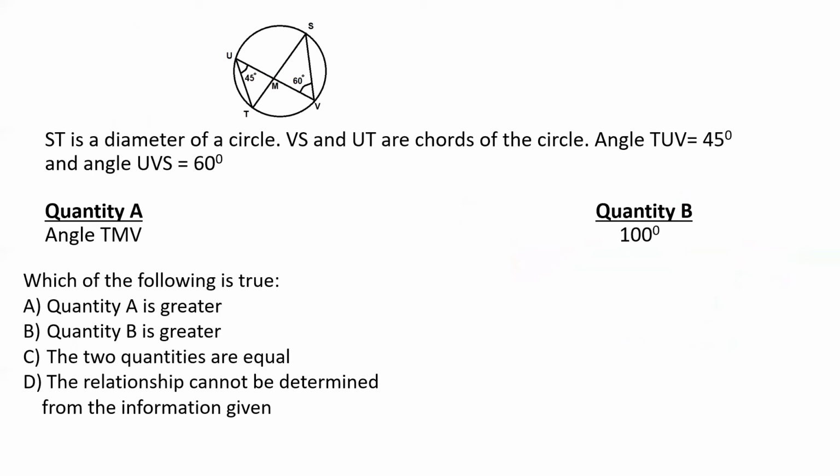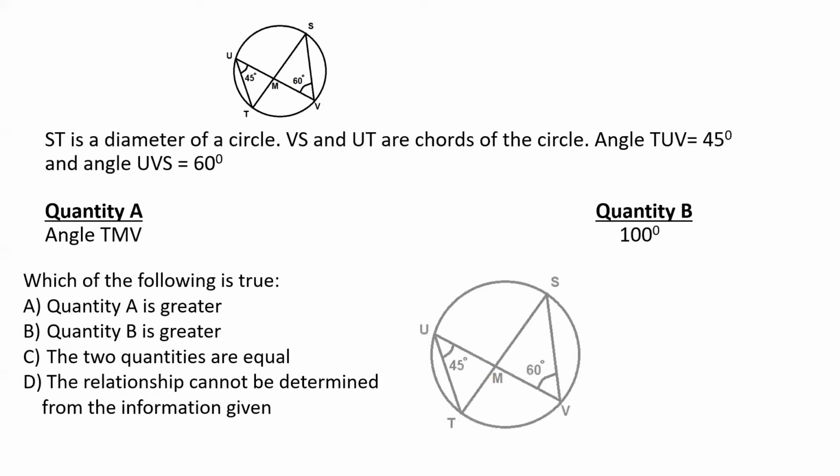So, going on to the next problem. ST is a diameter of a circle, and this question actually comes with a figure, so that's kind of nice. VS and UT are chords of the circle. Angle TUV is given as 45 degrees, and angle UVS is given as 60 degrees. M is the point of intersection, as given in the figure, of ST and UV. We are asked to compare angle TMV with 100 degrees. That's quantity B.